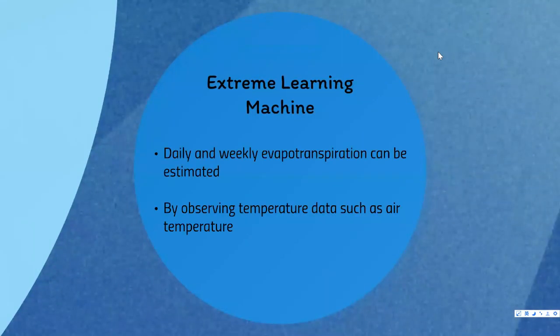The second one is extreme learning machine. By using extreme learning machine, daily and weekly evapotranspiration can be estimated. This can be done by observing temperature data such as air temperature.